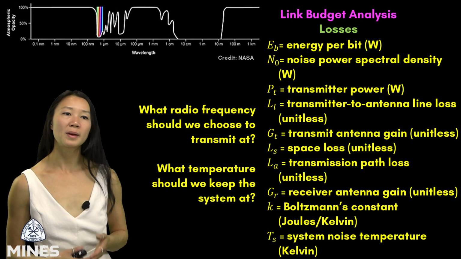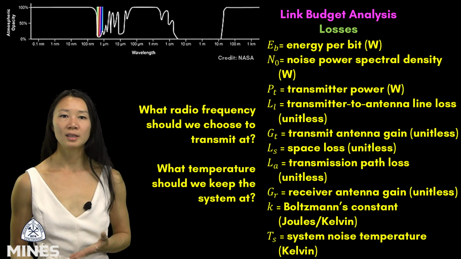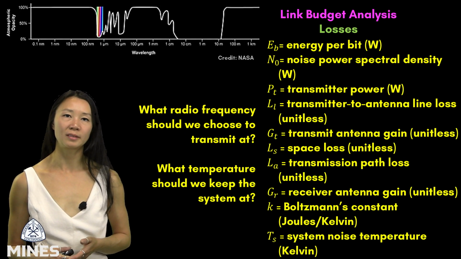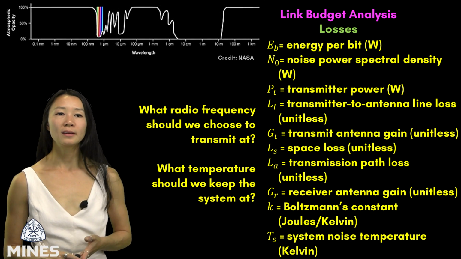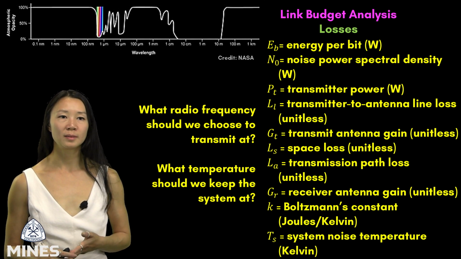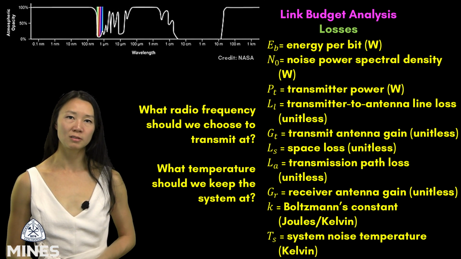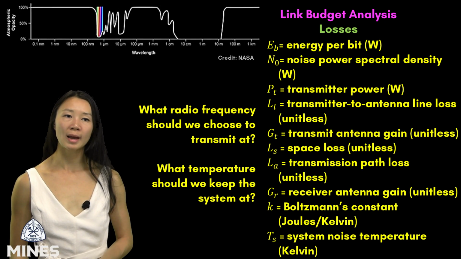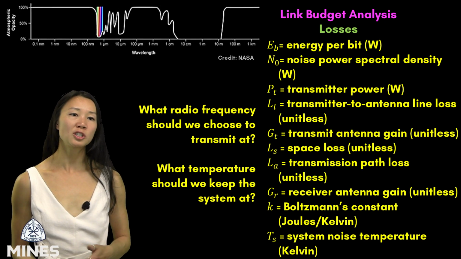So far, we've talked about the parts of the link we can boost, things like power and antenna gain. Now let's shift to the other side of the equation, losses. There are things that weaken our signal before it even reaches the receiver. Let's start with the biggest one, free space path loss, or LS. This is the signal strength we lose just by spreading energy over distance.